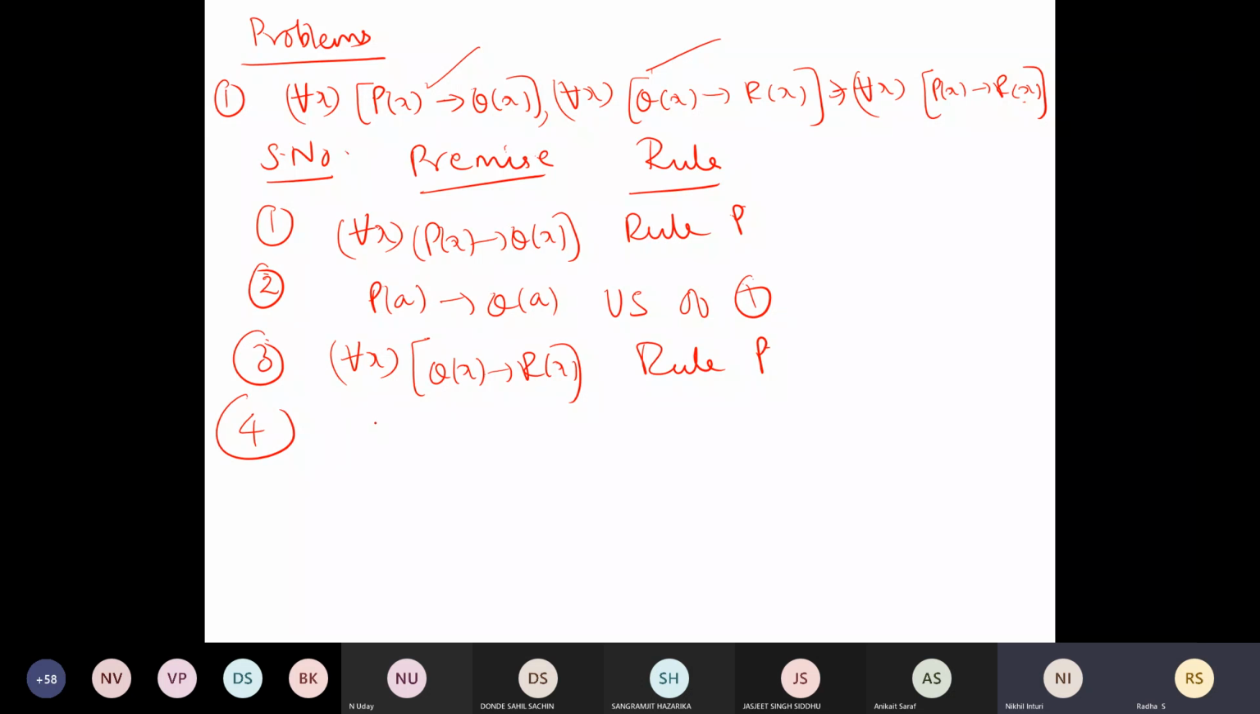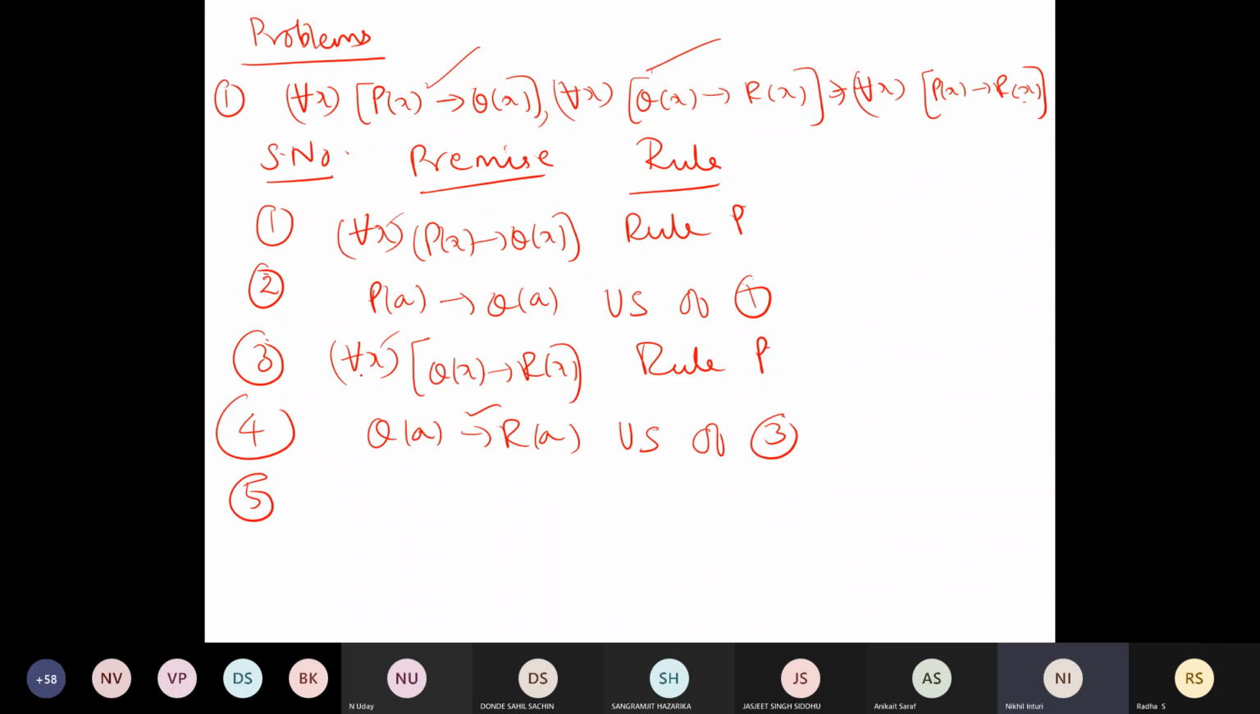Then again using the same. Here also, shall we use the same A? Yes, it is allowed, because Q of x implies R of x is true for all values of x in the domain. The x values are coming from the same domain. So Q of A implies R of A, universal specification of 3.